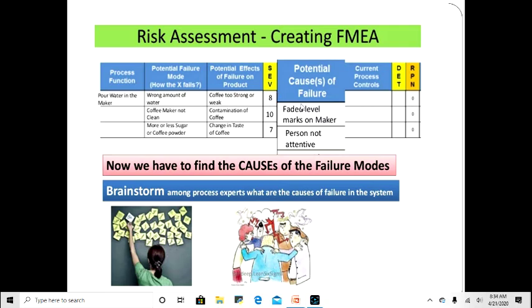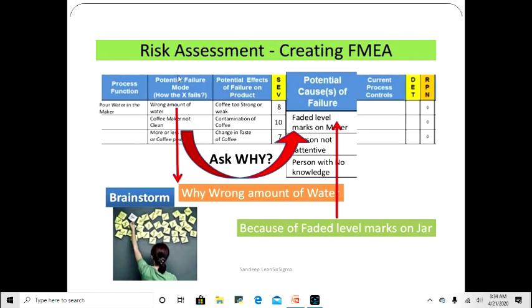Okay, so you have looked at the causes of failure of these things. You are asking why. Why is the wrong amount of water added? Maybe the faded level marker, maybe the person is not effective. Okay, why is the coffee maker not clean? Definitely, it is because of the person who is working there. He is not very keen in cleaning the coffee maker, or he is lazy, or he has just ignored the step of cleaning it. So it is directly upon the person. The person is not at all attentive or keen on cleaning the coffee maker.